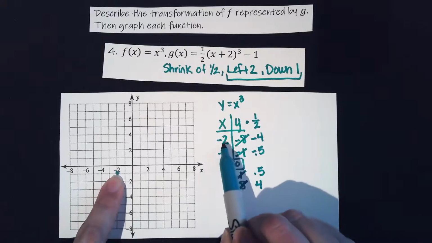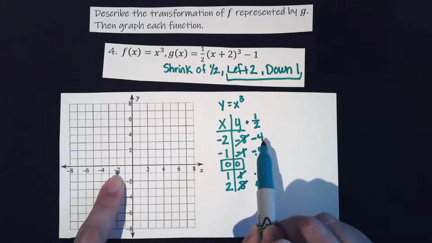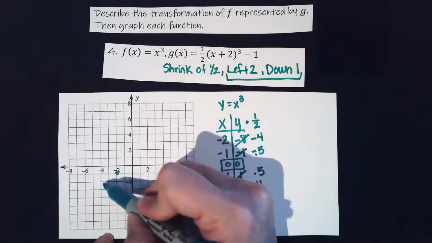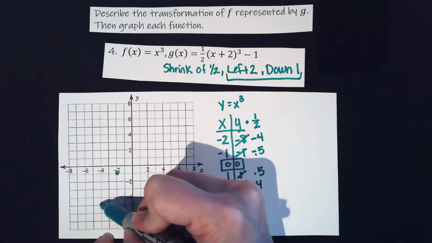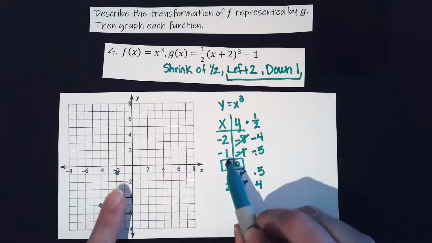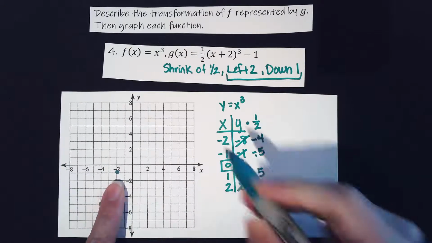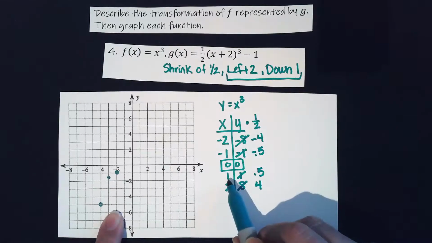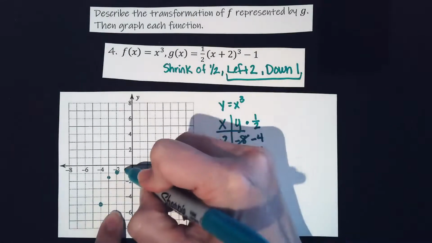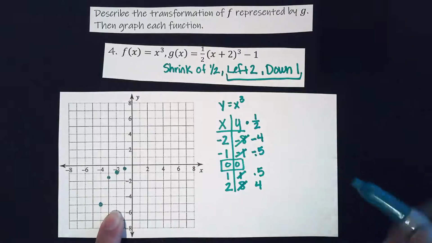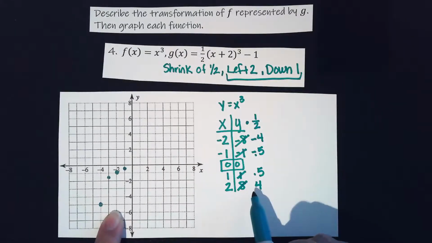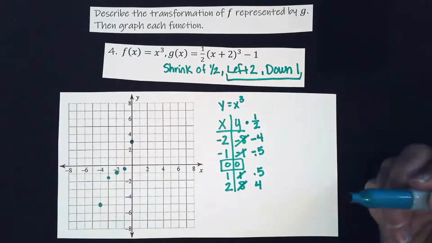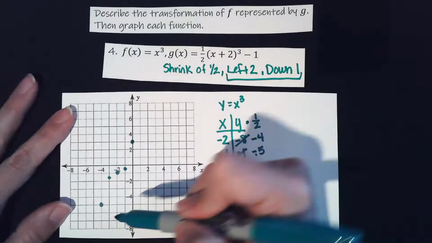So from my start point, I'm going left 2, down 4. Let me make sure I did that: 1, 2, 3, 4. From the starting point, go left 1, down 1/2. From the starting point, go right 1, up 1/2. Go right 2, up 4 from that starting point. And then we're ready to plot.